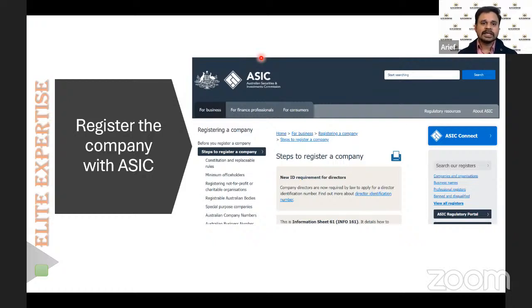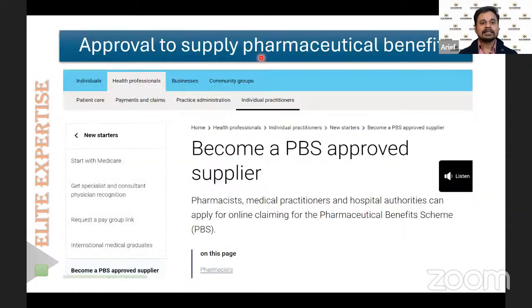Once we get both the ABN and ACN, the next step is to apply for the Pharmaceutical Benefits Scheme. Okay, that is the PBS. This is where the pharmacists must get this approval. If pharmacists don't get this pharmaceutical benefit approval, then there is no point, they become private pharmacies. If they have this PBS approval, then they are considered PBS approved pharmacies. If they don't have this PBS approval, then they are known as private pharmacies.